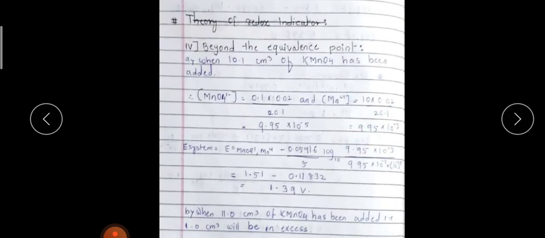In the same way here, pH 2 is given, substitute the values in the equation and you will get this particular answer. Beyond the equivalence point, I said there is only the presence of MnO4 minus 1, and you have to solve this by taking the second equation.